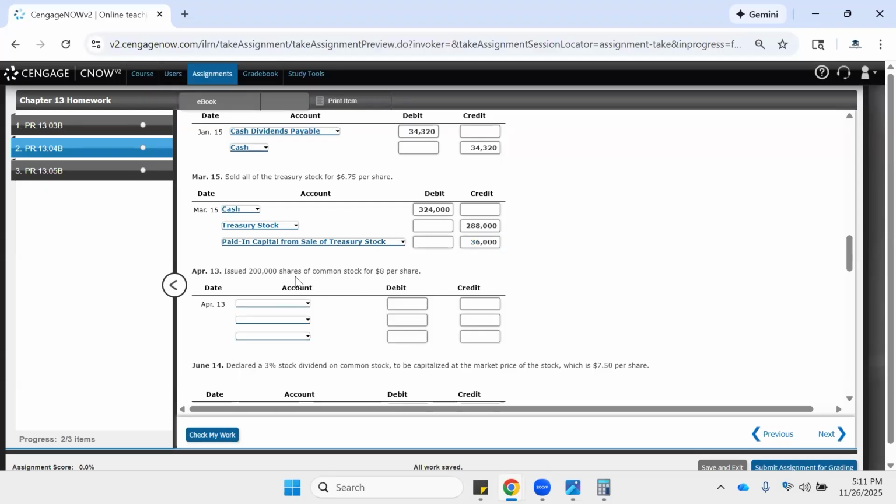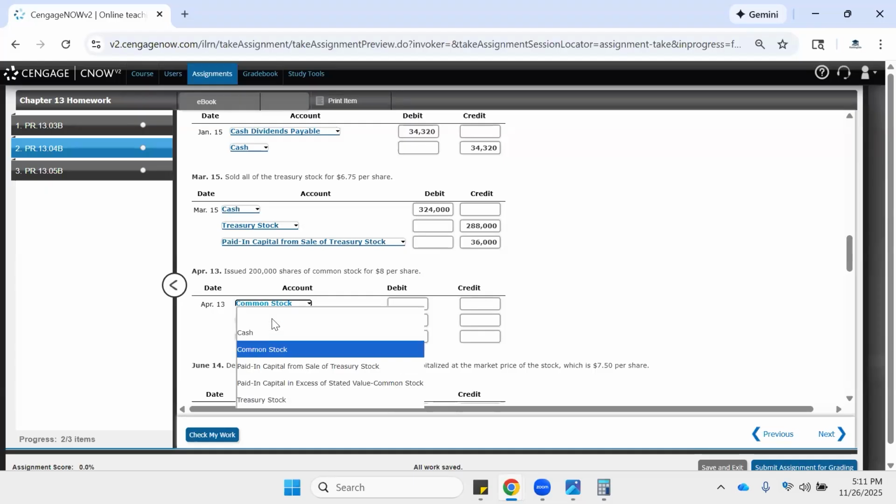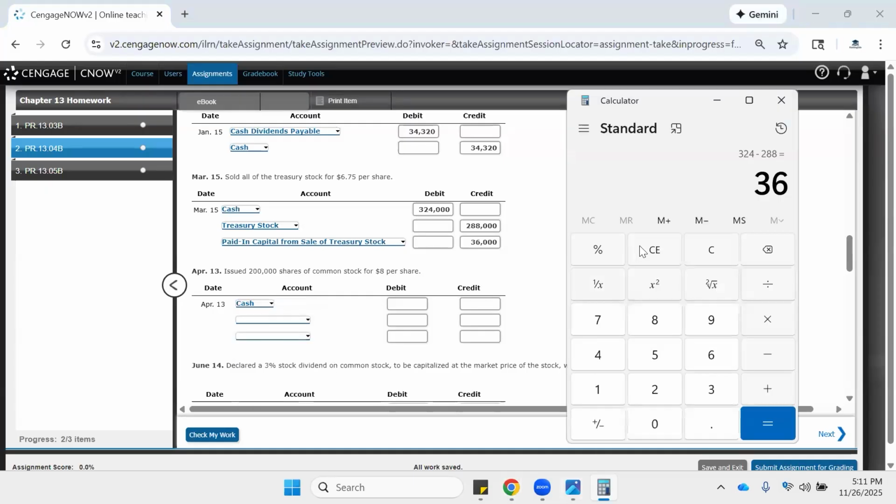Now we issue 200,000 shares of common stock for $8 per share. That's going to give us cash of 200,000 shares times $8, which is $1.6 million in cash. That's our debit.